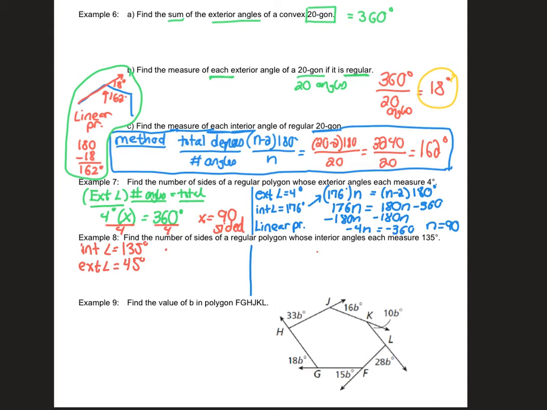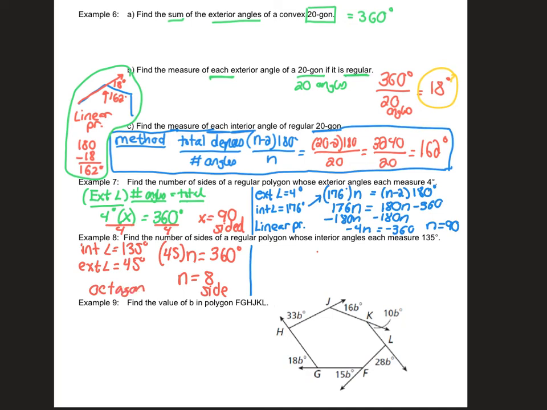Then I can take my exterior angle and say, let's take that one angle, multiply by the number of angles or the number of sides, and for exterior angles, that has to equal 360 degrees. So 360 divided by 45 means that this is an 8-sided polygon. There are 8 angles, 8 sides. We would call this an octagon.